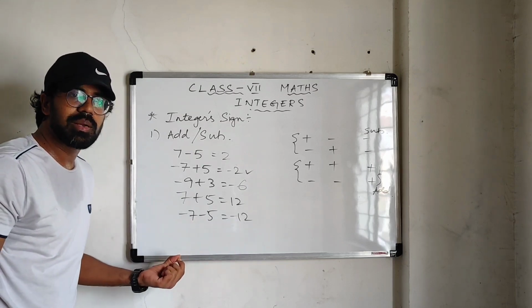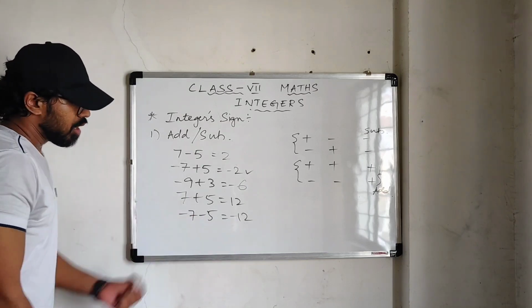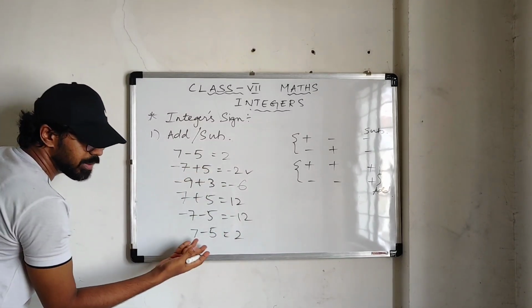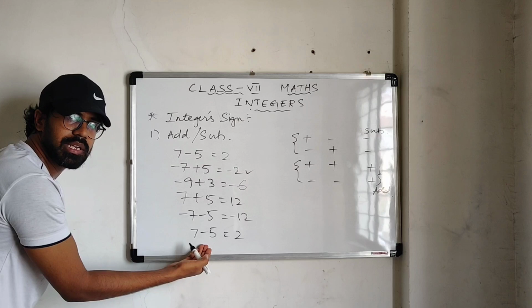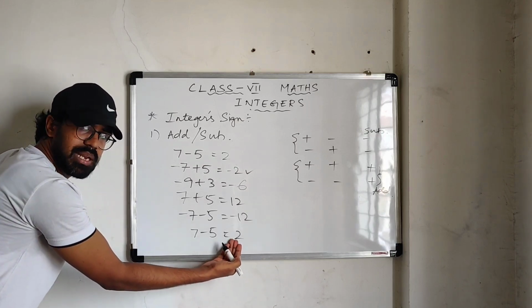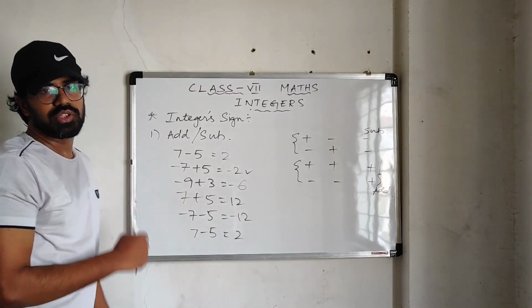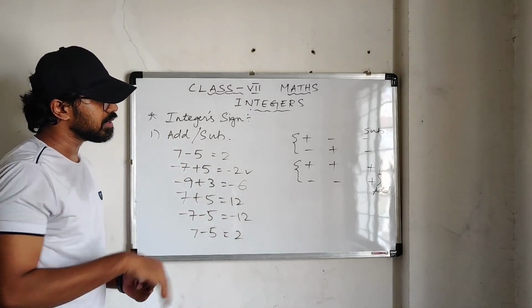And what sign will be coming? The bigger number's sign. What, like how? If I simply solve 7 minus 5, what are you getting? 2. What was the bigger number? Here also it is a different one. What was the bigger number? Plus. So this is also plus 2. But we did not show it. But when it is a minus, you have to show it. You have to keep this in mind in case of addition and subtraction.